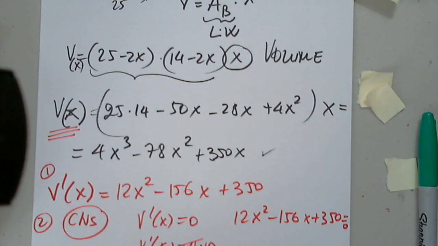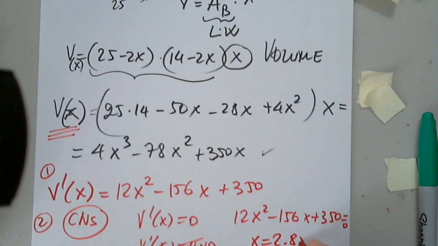I'm going to do this. I'm going to go to apps. I'm going to choose 9. I'm going to choose polynomial root finder. I'm going to choose degree 2 or order. I am going to enter 12. I'm going to enter negative 156. I'm going to enter 350. And I want solutions quickly. 2.88. So x equals 2.88 inches, and x equals 10.12 inches.